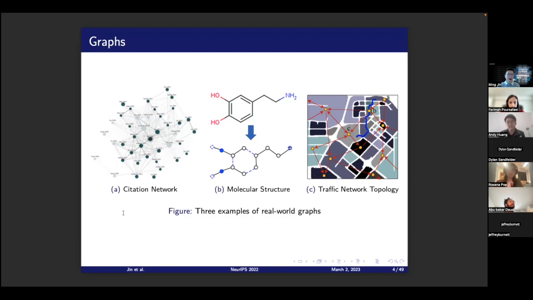Sure. Okay, so in this section, I will briefly talk about the concept of graph, dynamic graph, as well as the basic paradigm of graph neural networks and the open questions in dynamic graph learning. Firstly, many real-world scenarios, whether citation networks, molecular structures, or traffic network topology, are all graph-structured data.